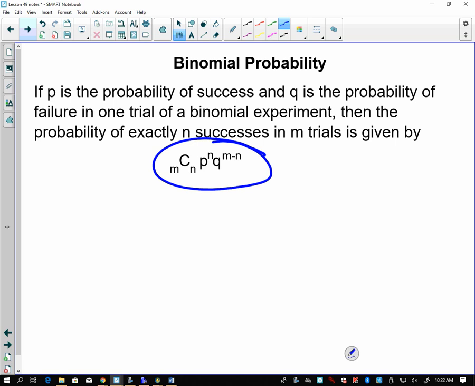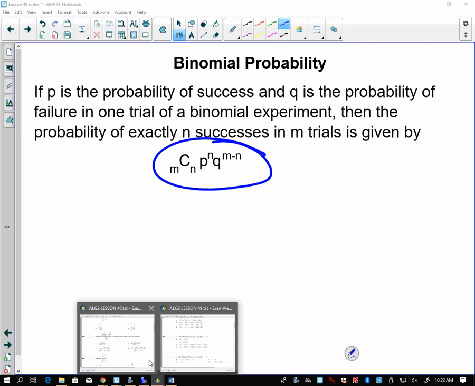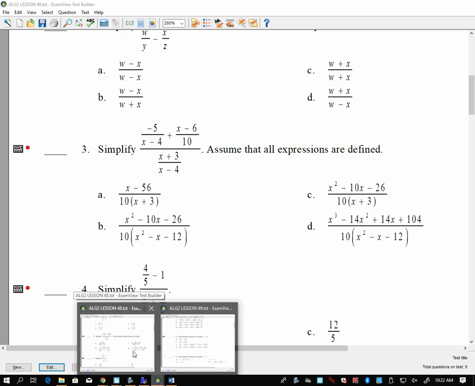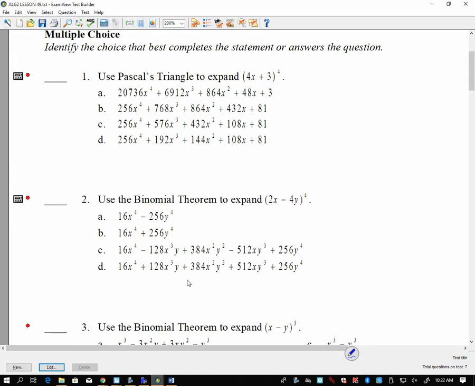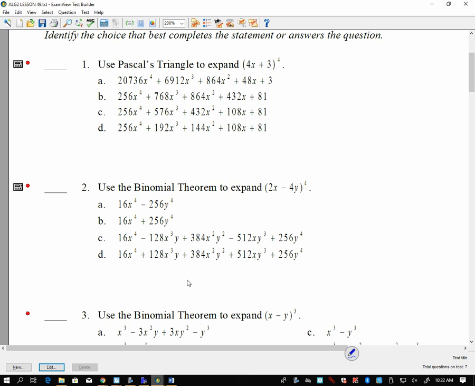Let's try to do, what time you guys get out of here? 36? 36. Okay, so I'm going to try to do at least one question from our little worksheet over here, and then one question at least from your homework. Okay? All right, so let's take a look at number 1.